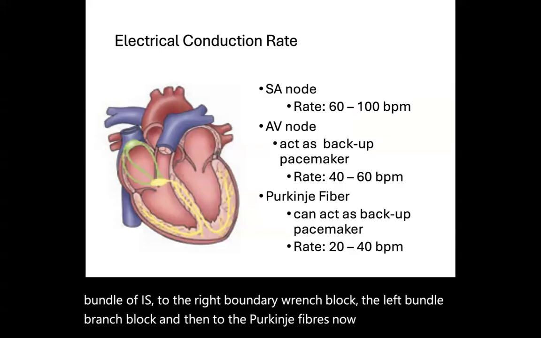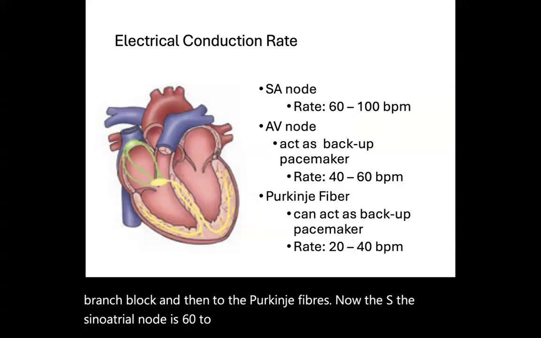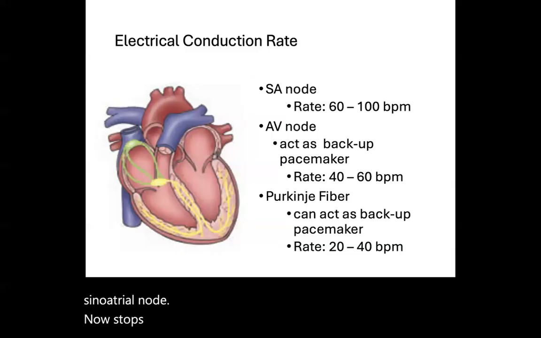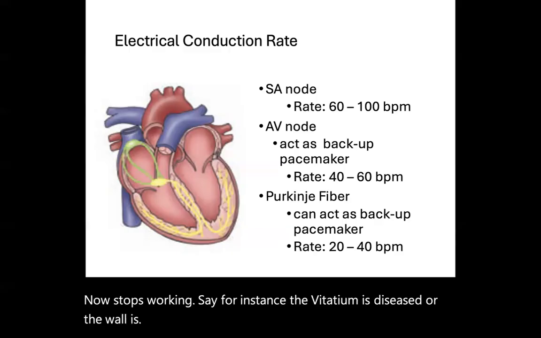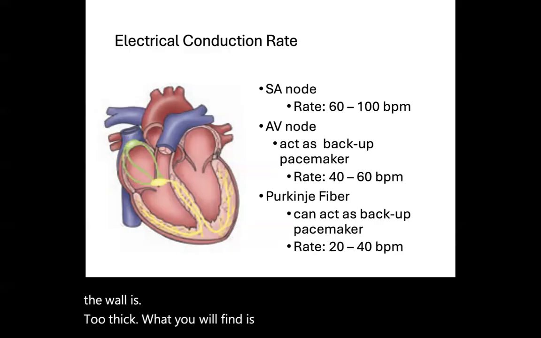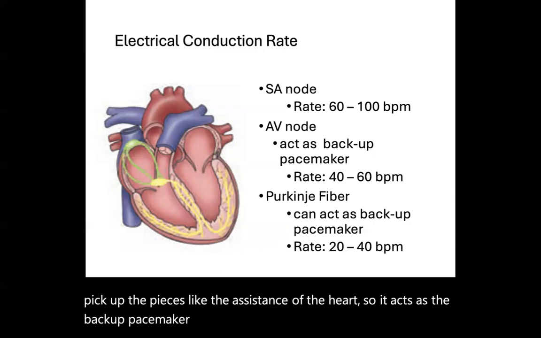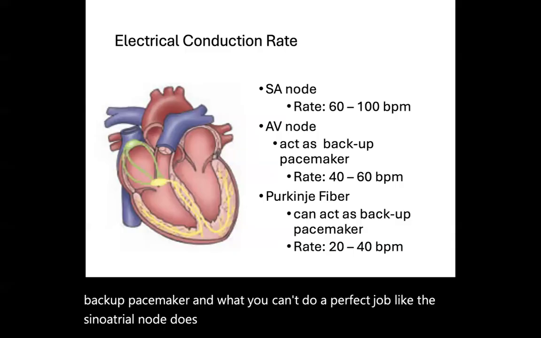Now, the sinoatrial node fires at 60 to 100 beats per minute. The sinoatrial node is the pacemaker, but if it stops working, say, for instance, the right atrium is diseased or the wall is too thick, you will find that the atrioventricular node will pick up the pieces, like the assistant of the heart. So it acts as the backup pacemaker, but it can't do a perfect job like the sinoatrial node does. It's going to give a slower heart rate of about 40 to 60 beats per minute.